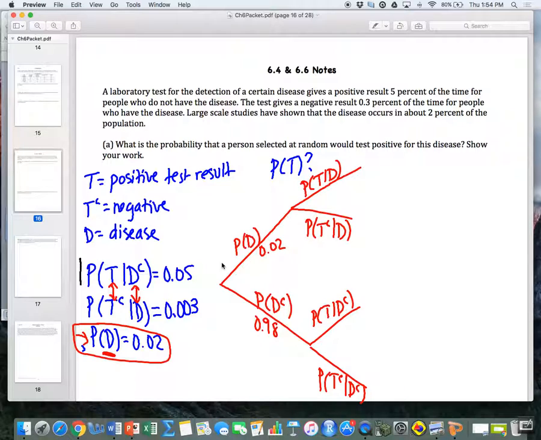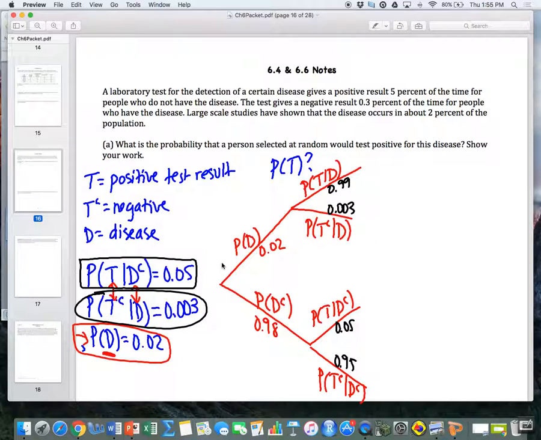Okay, so then that goes to here. The probability of a positive given that you don't have the disease. So you don't have the disease, testing positive, this is 0.05. So this number here then is 0.95. Okay, then going here, given you have the disease, the probability that you test negative is 0.003. So you have the disease, testing negative is 0.003. Likewise, up here is 0.997.